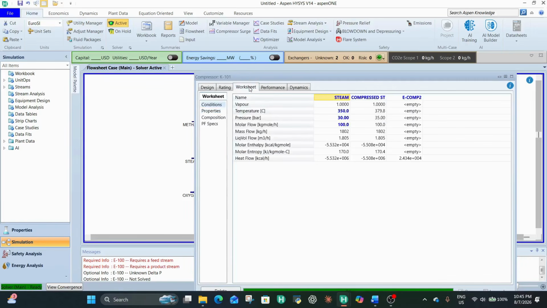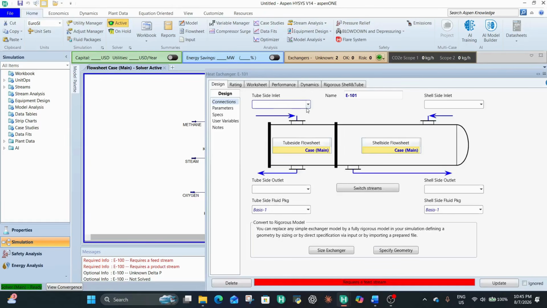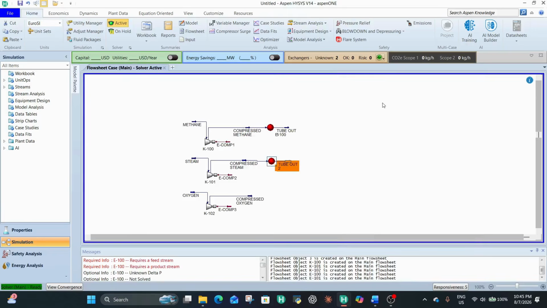Let's see. Good. So there we go. Compressed steam also goes into the tube side, and we're going to call this tube out 2. We're going to leave the shell side empty also. We're going to account for the 0.5 bar pressure drop in the heat exchanger, and we're going to make this 600 Celsius, and we are good to go. So as you can see, 600 Celsius.